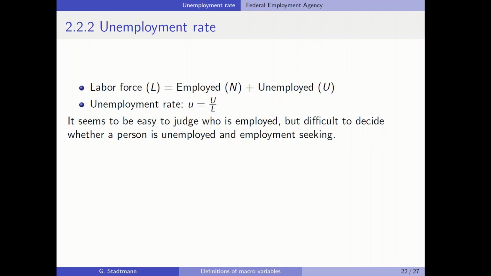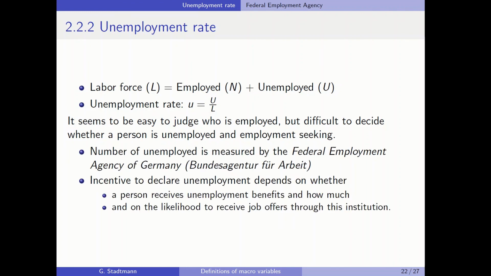L. It seems to be very easy to judge who is employed, but difficult to decide whether a person is unemployed and is seeking employment. One source to get information about the number of people who are unemployed is the Federal Employment Agency of Germany, the Bundesagentur für Arbeit. But the incentive to declare unemployment depends on whether a person receives unemployment benefits, how much unemployment benefits are expected, and also the likelihood to receive a job offer through this institution.